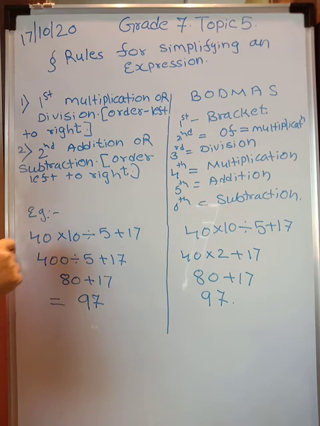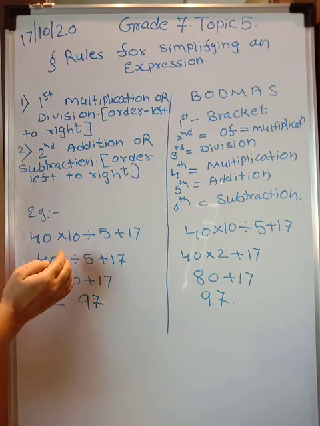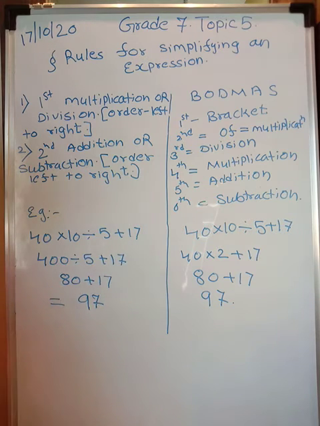So the first rule is what? First do either multiplication or division, whichever is coming first, moving from left to right. Then do addition or subtraction. Again the same, whichever is coming first, moving from left to right. Simple rule. Of course, if there are brackets, you have to solve the bracket first.